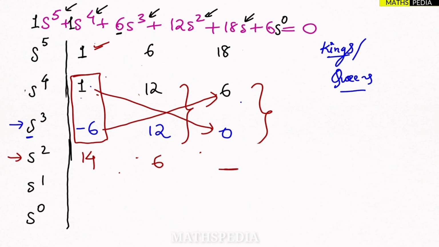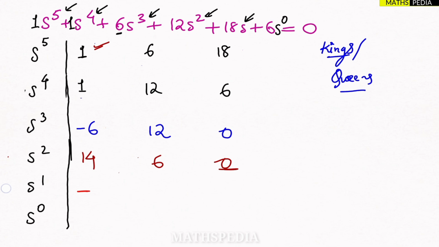Now this element I have to fill, but there are no elements over here, right? So 0 0, so this will be 0. Simple. Now the s power 1 row has come. This I have to consider. Now we have got 4 kings. As I said before, we have got the new king, so I have to consider the bottom 2 kings. So I will consider these two.